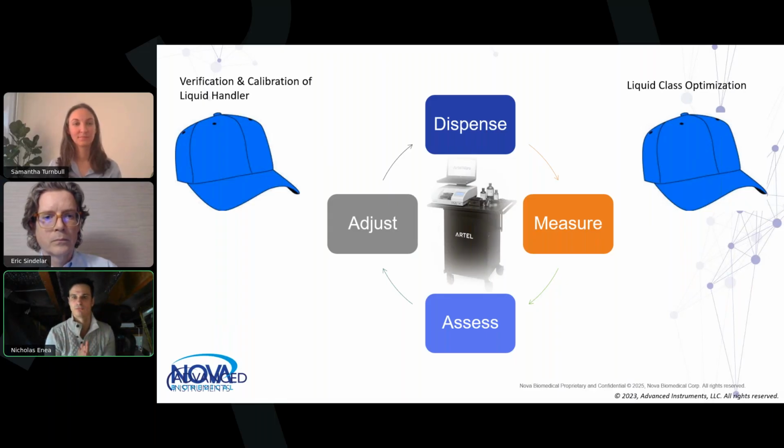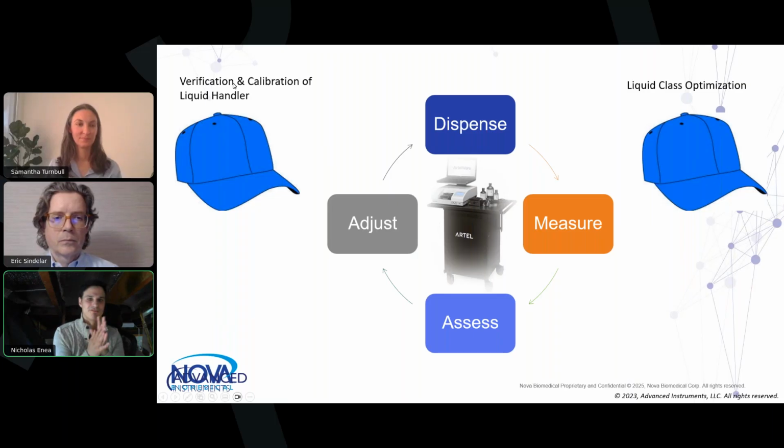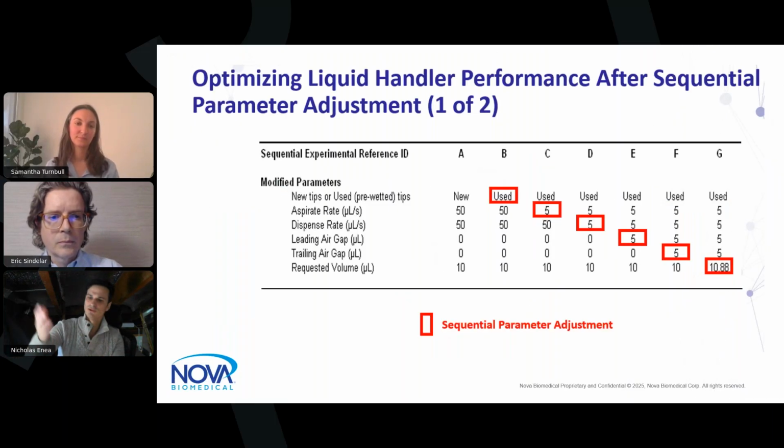I think a lot of customers will get to the liquid class optimization without being able to think about verification and calibration first. And then once again, I think Sam and Eric did a really good job. They went over a lot more steps than I did here.